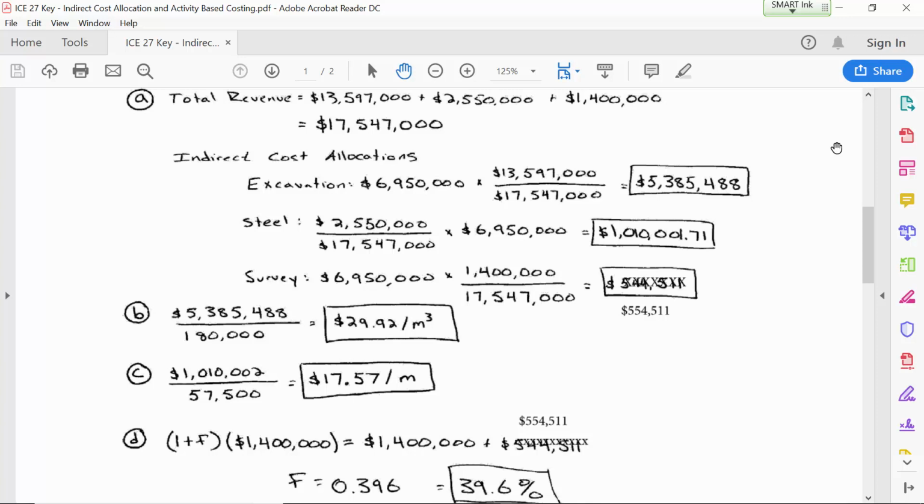So F represents the indirect cost. And our question is, what percentage of the direct cost should the indirect cost factor be in order to be able to return all of that revenue to the holding company? So it should be 39.6% as the indirect cost factor.